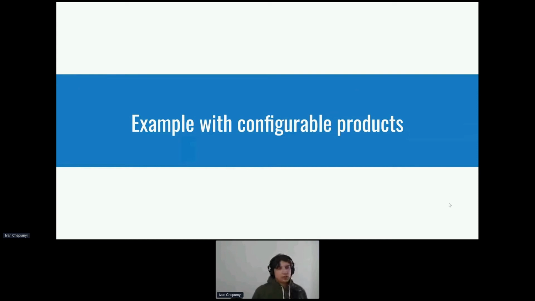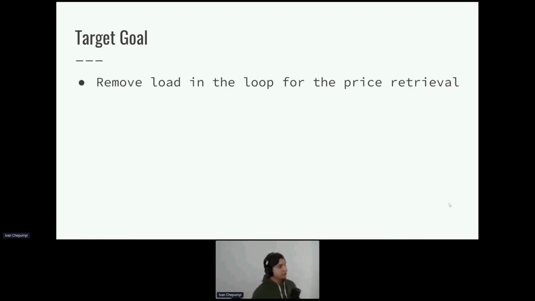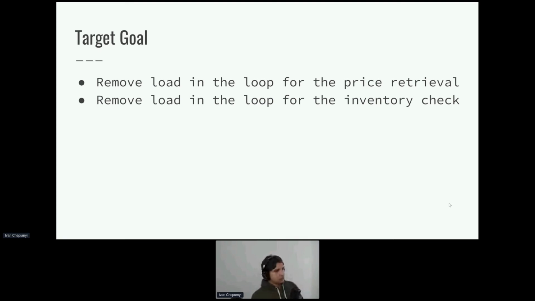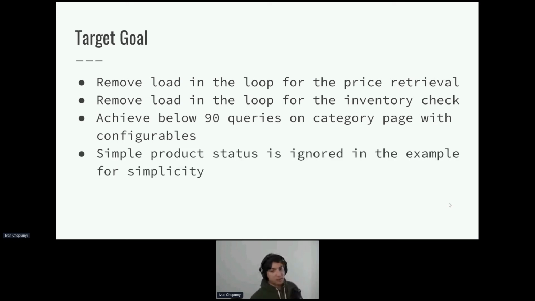So let's take a look at an example with configurable products. I think we'll look at price, as far as I remember, or stock data. I don't remember exactly which this example is for. So our idea is actually to remove the load in a loop for the price retrieval and to remove the load in a loop for inventory check. Also, we want to achieve below 90 queries on a category page with configurable products. So this is one of the things that this example will help us to achieve.